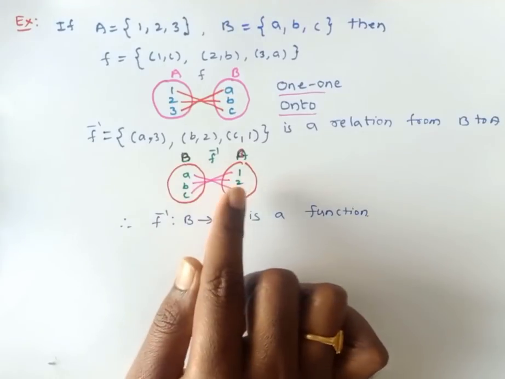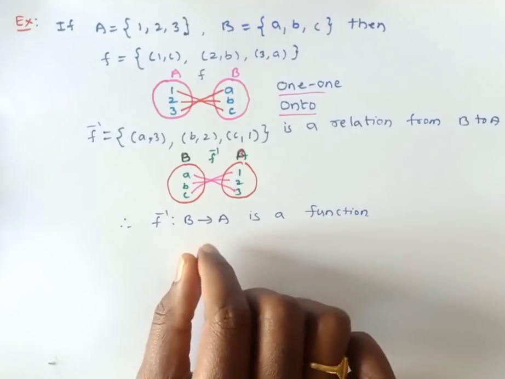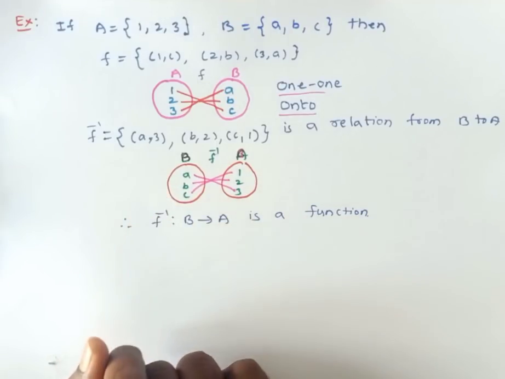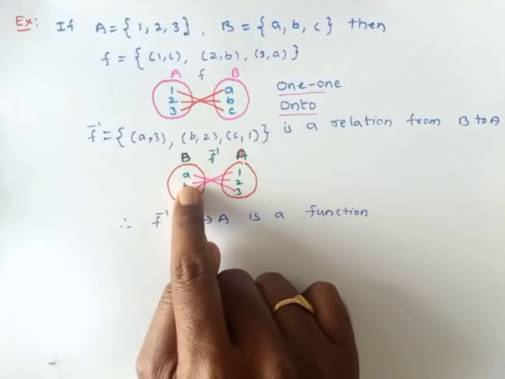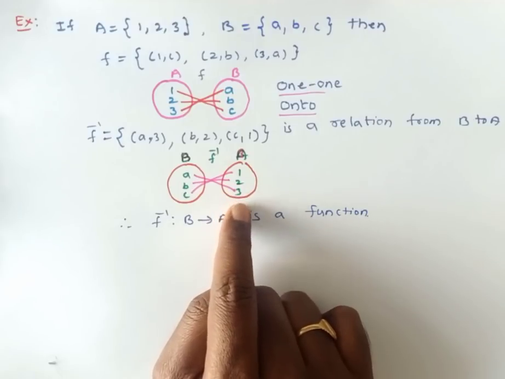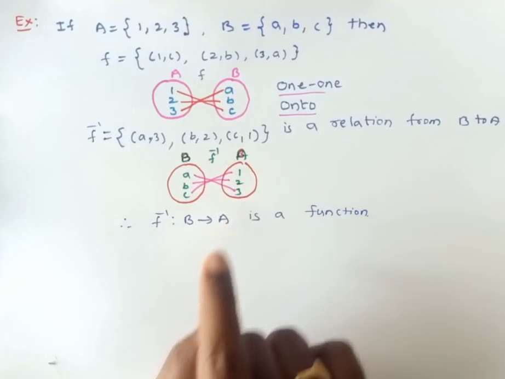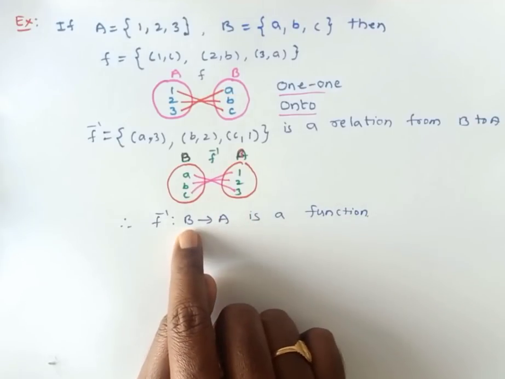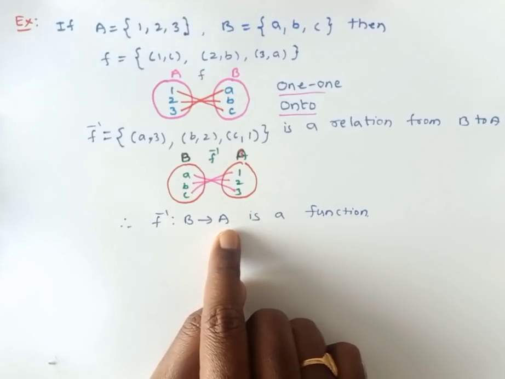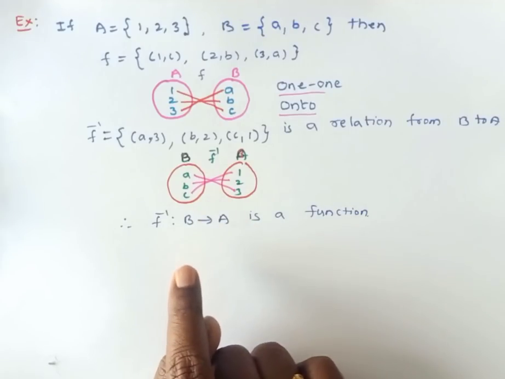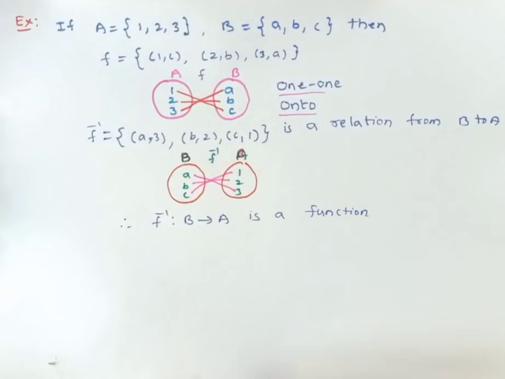Here the inverse relation from B to A is a function, and you can check the types of functions like one-one, onto and bijection also. Here distinct elements of B have distinct images, and the codomain is equal to the range here, whereas in the inverse relation, B is the domain and A is the codomain. So the inverse relation or inverse function satisfies both one-one and onto.